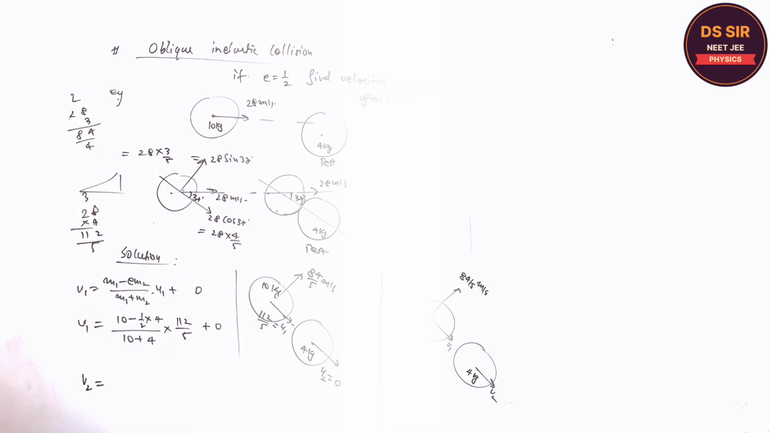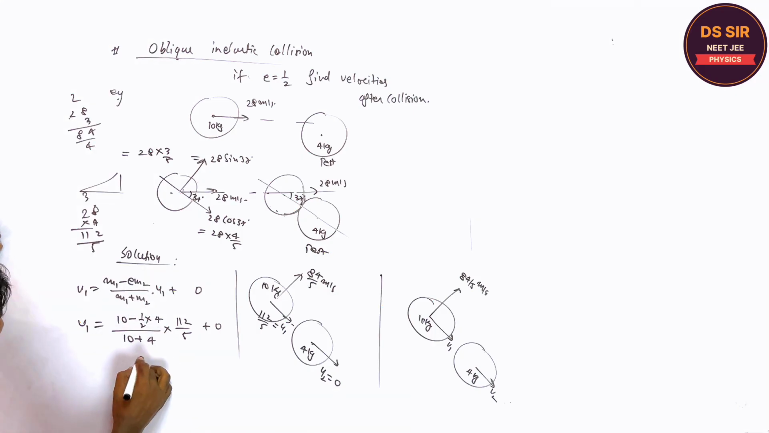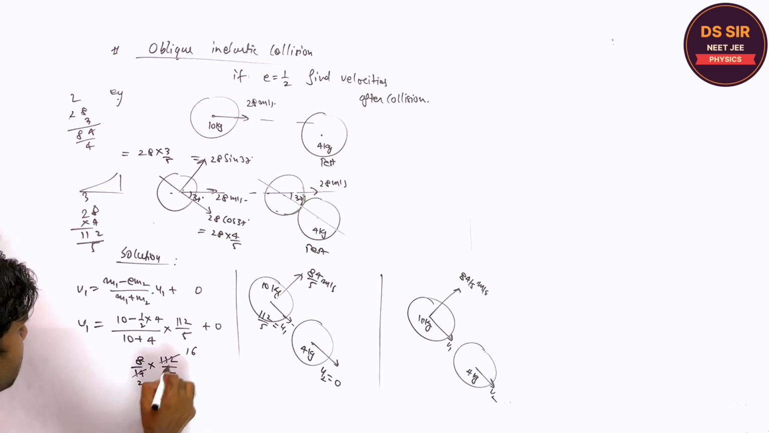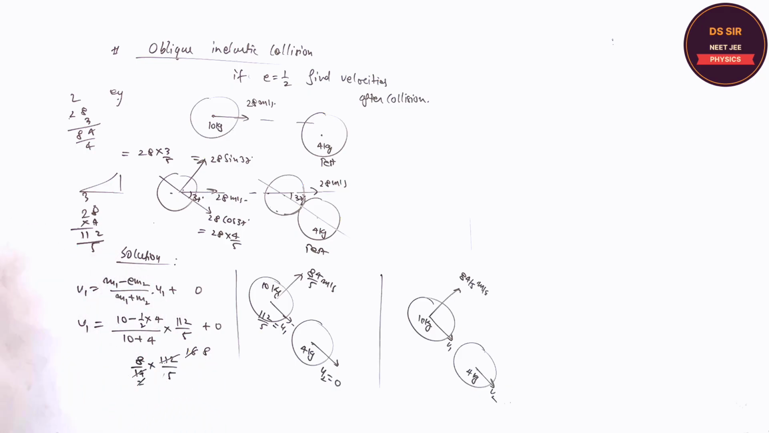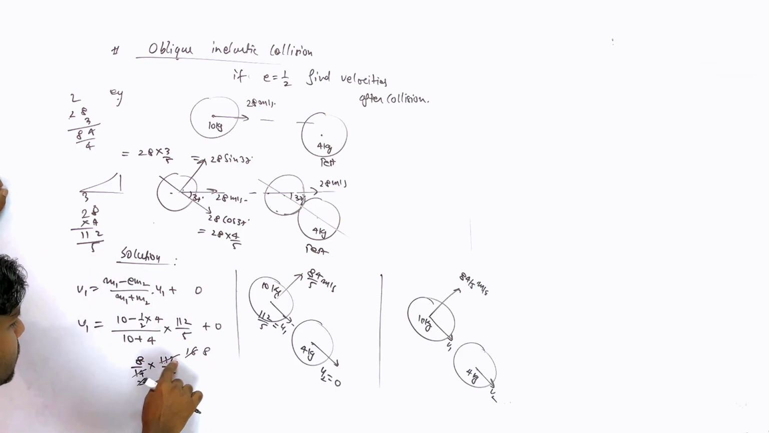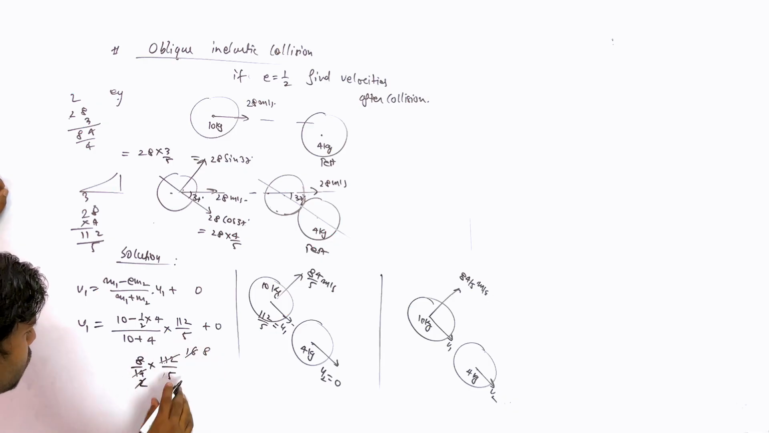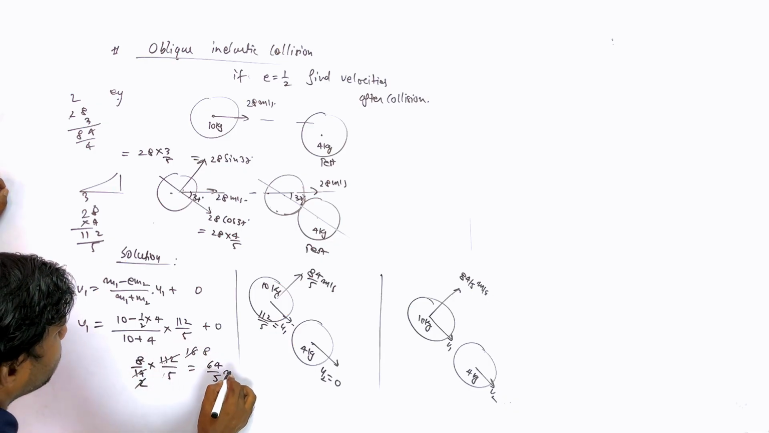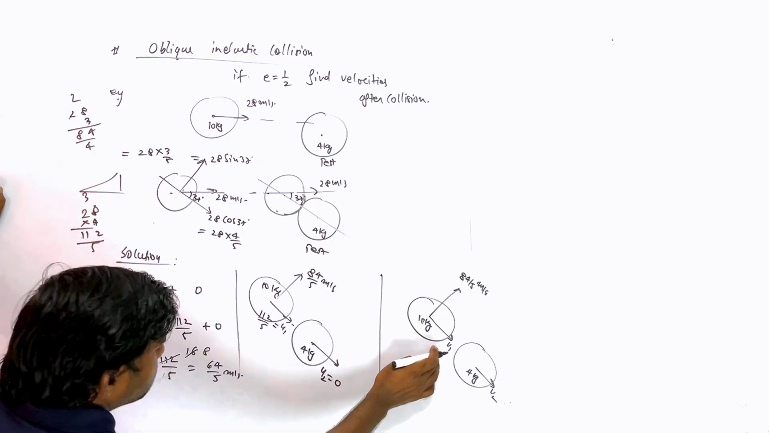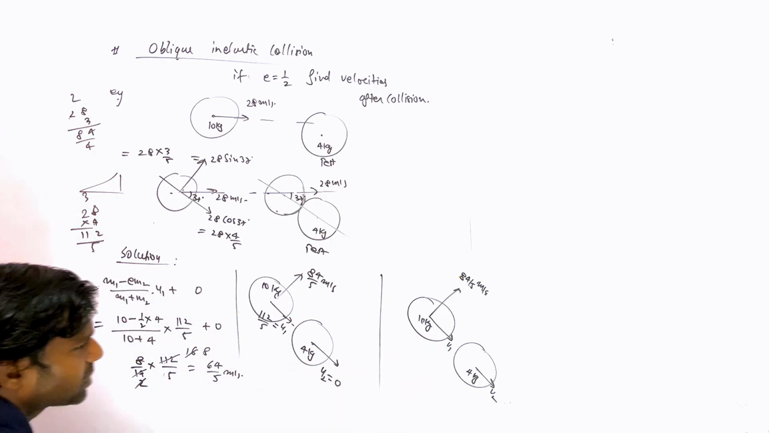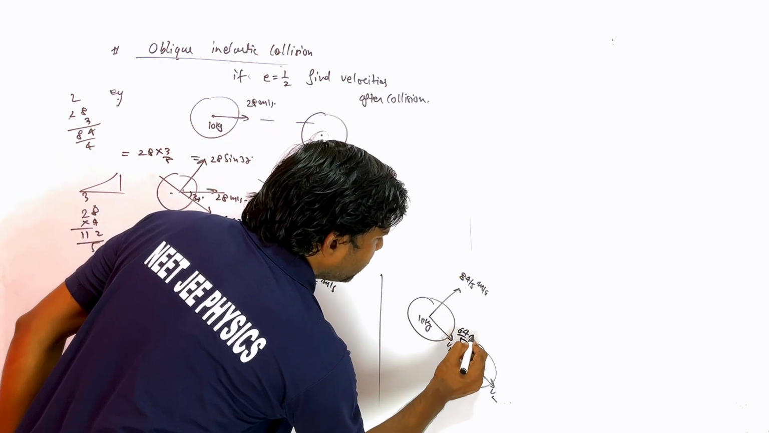Yes, copy this. So this is 8 upon 14 into 112 upon 5. 7 twos are 14, 7 ones are 7, 7 sixes are 42, and 2 eights are 16. So it is 64 upon 5 meter per second. So this is 64 by 5 meter per second.